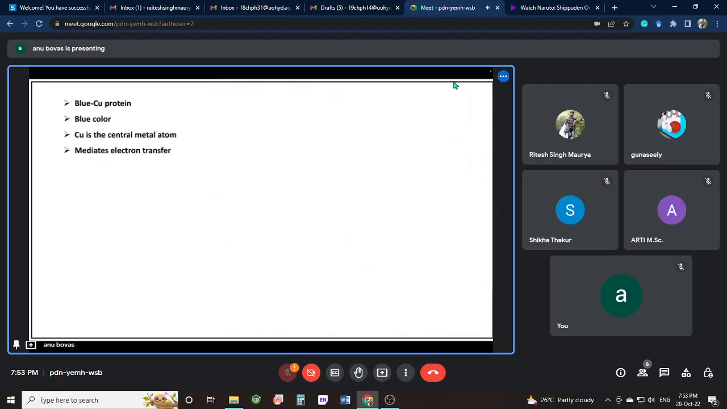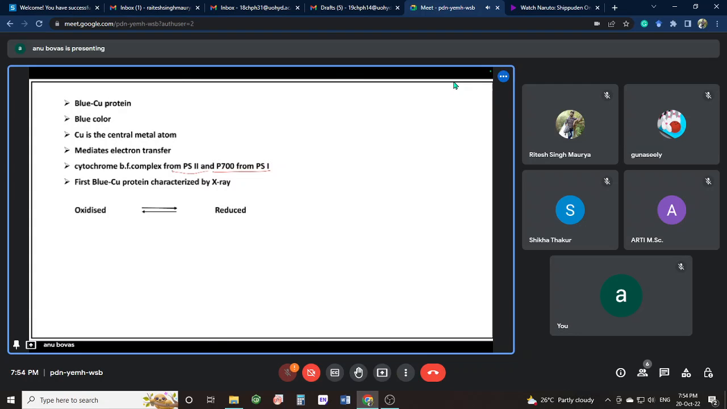This plastocyanin mediates electron transfer from photosystem 2 to photosystem 1. That is the mediator. It carries electrons from the cytochrome b6f complex of photosystem 2 to P700 of photosystem 1. We learned this last time. And this is the first blue copper protein characterized by X-ray crystallography. Mostly a question won't ask this, but for your knowledge, I am telling you this is the first blue copper protein that has been characterized.